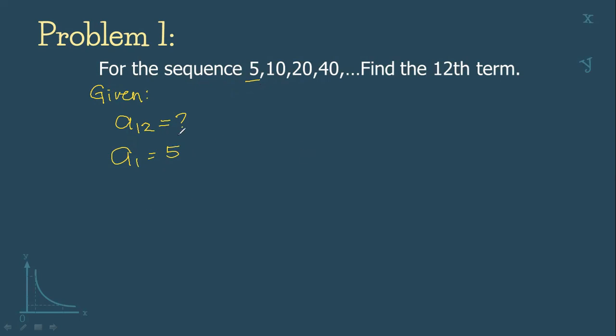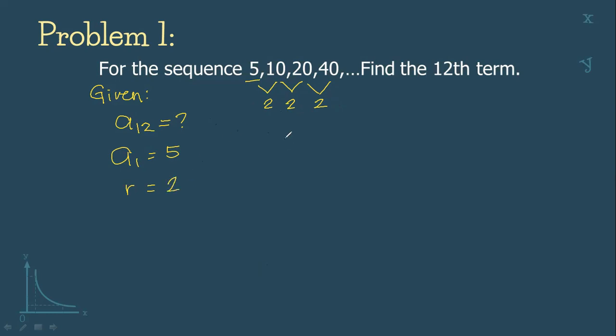So ano pa po yung meron tayo? Actually, pwede nating ma-identify si common ratio by just dividing the latter term by the previous term. So 10 divided by 5, that is 2. So ibig sabihin po, we have here the common ratio of 2. 20 divided by 10, so that is 2 again. 40 divided by 20, that is 2 again. So pag minultiply natin, 5 times 2, that is 10. 10 times 2, that is 20. 20 times 2, that is 40. So meaning to say, our common ratio here is 2.